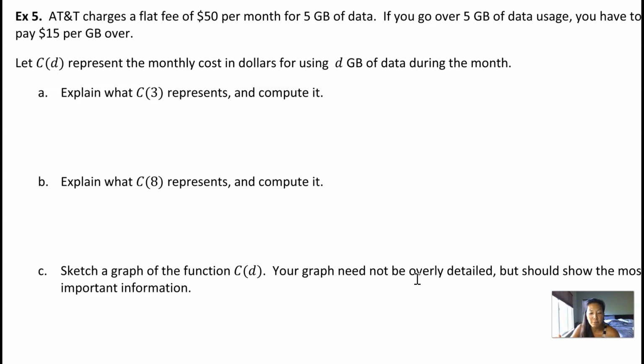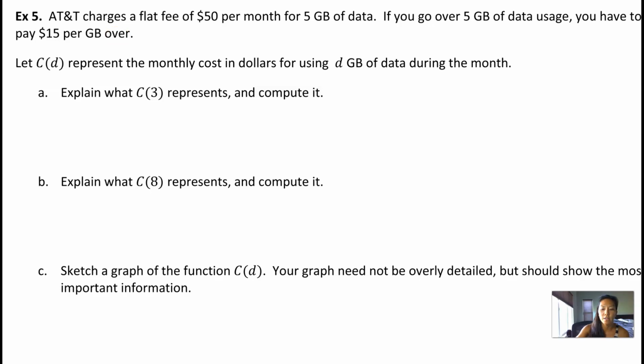Let C of D represent the monthly cost in dollars for using D gigabytes of data. So AT&T charges a flat fee of $50 per month for 5 gigabytes of data. Now if we go over 5, you have to pay $15 per gigabyte of data. Okay, so what is C of 3? Well, 3 represents the gigabytes of data. We are going to be using 3 gigabytes of data. Now what is the cost that we're paying for 3 gigabytes of data? Okay. So go ahead and figure that out.